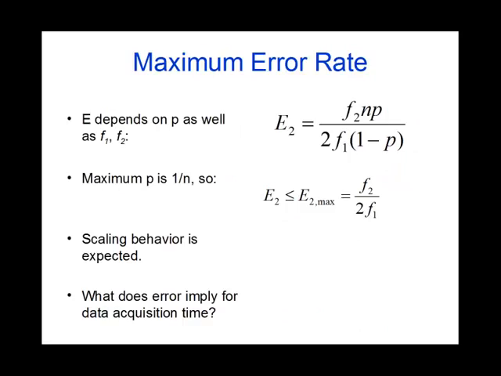We can work out the existence of a maximum error rate. And basically, that is just the ratio of the probability of accepting a 2-molecule image to the probability of accepting a 1-molecule image. This scaling is not so surprising, but an expected result isn't so bad as long as some of the other results are a little bit non-trivial.